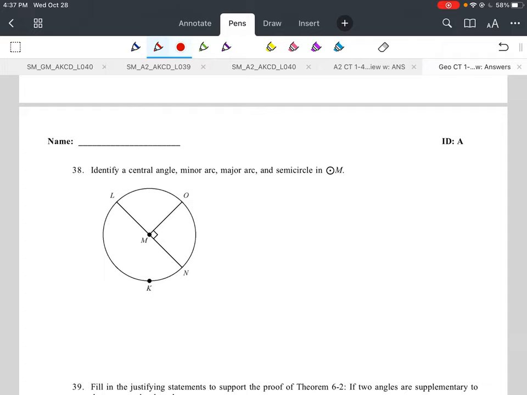Okay? Identify a central angle, a minor arc, a major arc, and a semicircle in M. So there's a lot of options for this one, but I'll just do a single example. A central angle goes to the center, so angle LMO. Okay, so there's that one. A minor arc would be arc LO.